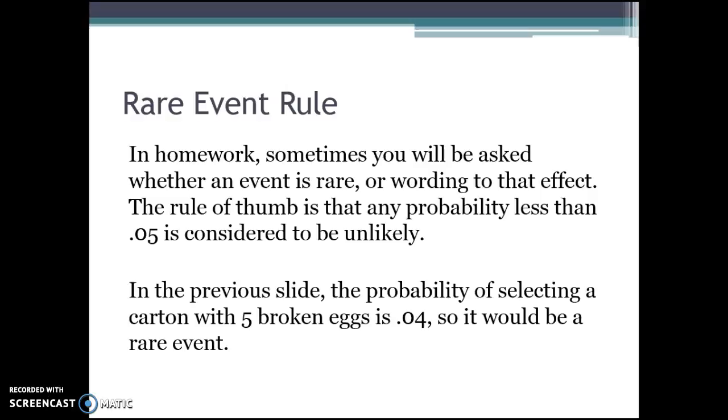All right, so something comes up in some of your homework that's called the rare event rule, where they'll ask you, is something rare? Is it unlikely? And what they're looking for is any probability less than 0.05 is unlikely. So we said for the eggs example, the probability of selecting a carton with 5 broken eggs is 0.04. So that's less than 0.05, so that would be considered a rare event.